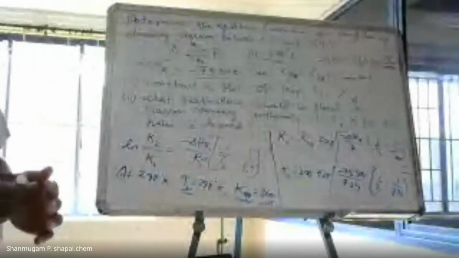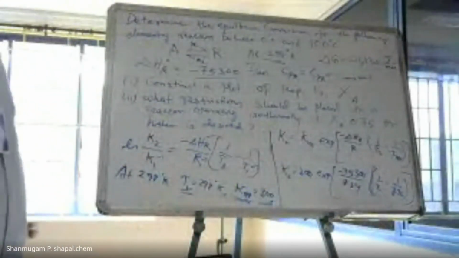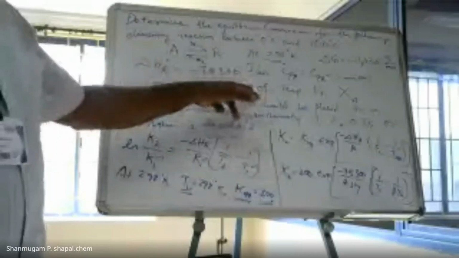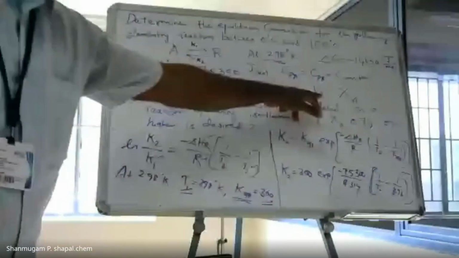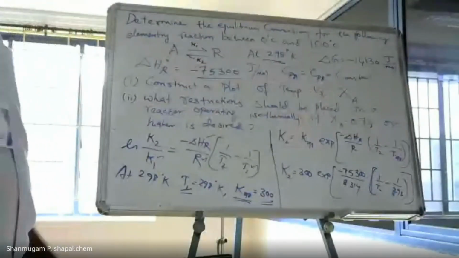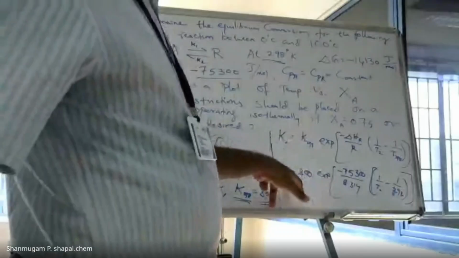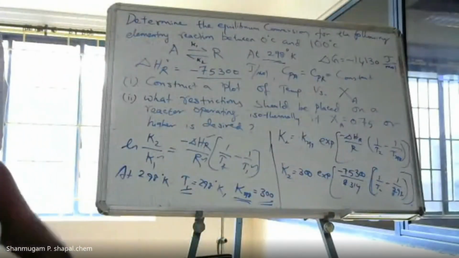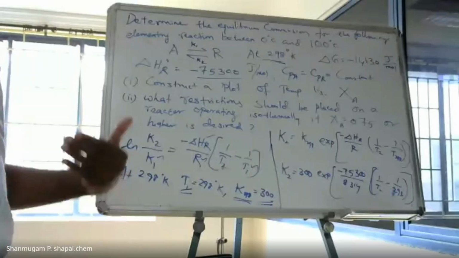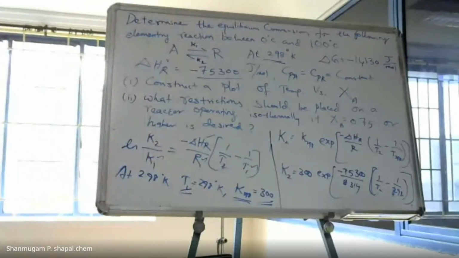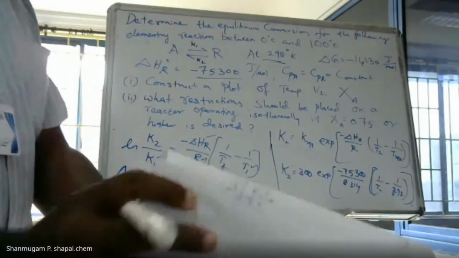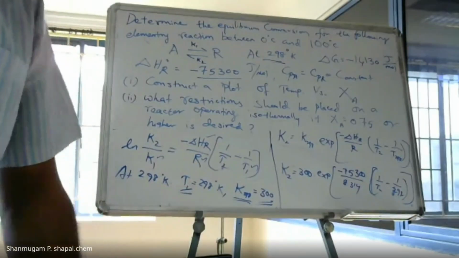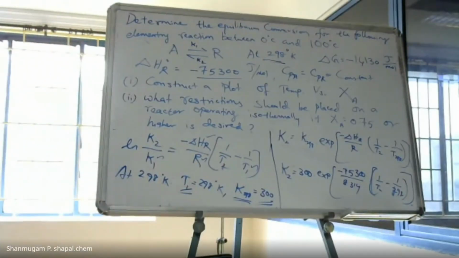Now, what exactly is asked is that we need to find the relation between the temperature and the conversion here. Because we know that K is dependent on the temperature, now we have to bring the connection between the conversion and the K value. That is very easy, because we know the rate equation here.